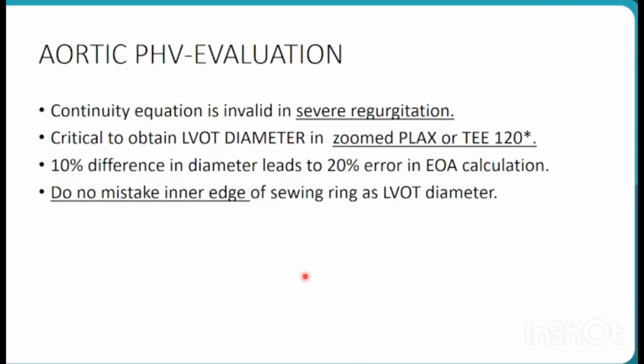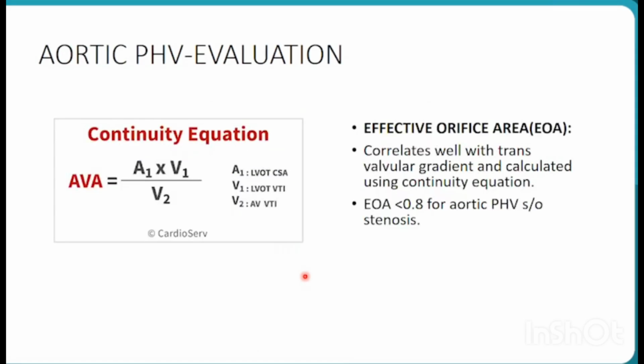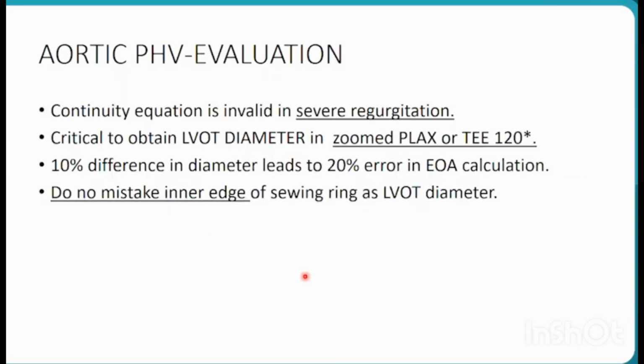However, the A1V1 in the numerator, that is LVOT cross sectional area and LVOT VTI. So the LVOT cross sectional area is very important. How do you analyze the LVOT cross sectional area, what is the ideal way? If we are using transthoracic, it is a zoomed PLAX view of LVOT diameter, and if we are using TEE, then it is a TEE 120 degree view. Because if we are committing a 10% error in measuring the LVOT diameter, it will lead to a 20% difference in the EOA calculation.